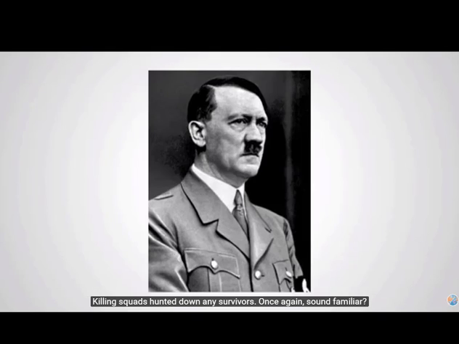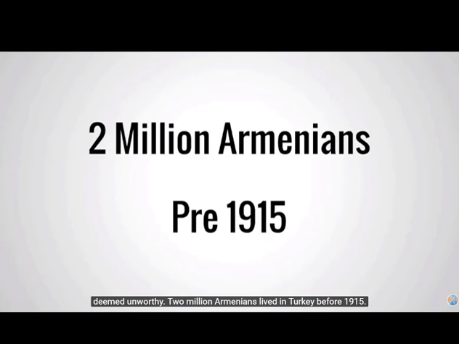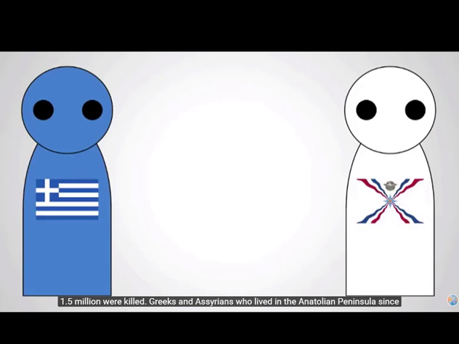Once again, sound familiar? Under the context of war, the Ottomans went on a mass genocide against those they deemed unworthy. 2 million Armenians lived in Turkey before 1915. 1.5 million were killed. Greeks and Assyrians who lived in the Anatolian Peninsula since Roman times faced mass killings as well.